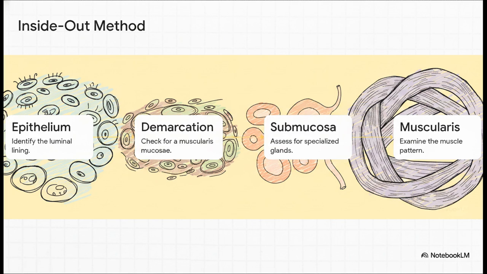Well, if you systematically evaluate the tissue from the inside out, you can knock out possibilities instantly. Step 1. Look at the epithelium. See urothelium? Boom, urinary system. Simple columnar, you're in the GI tract. Step 2, check the demarcation. If you spot that muscularis mucosae, you're definitely in the gut. Step 3, assess the submucosa. Got Brunner's glands? You're in the duodenum. Step 4, check the muscularis pattern. 3 distinct layers? You might be looking at the stomach, or maybe the vas deferens.